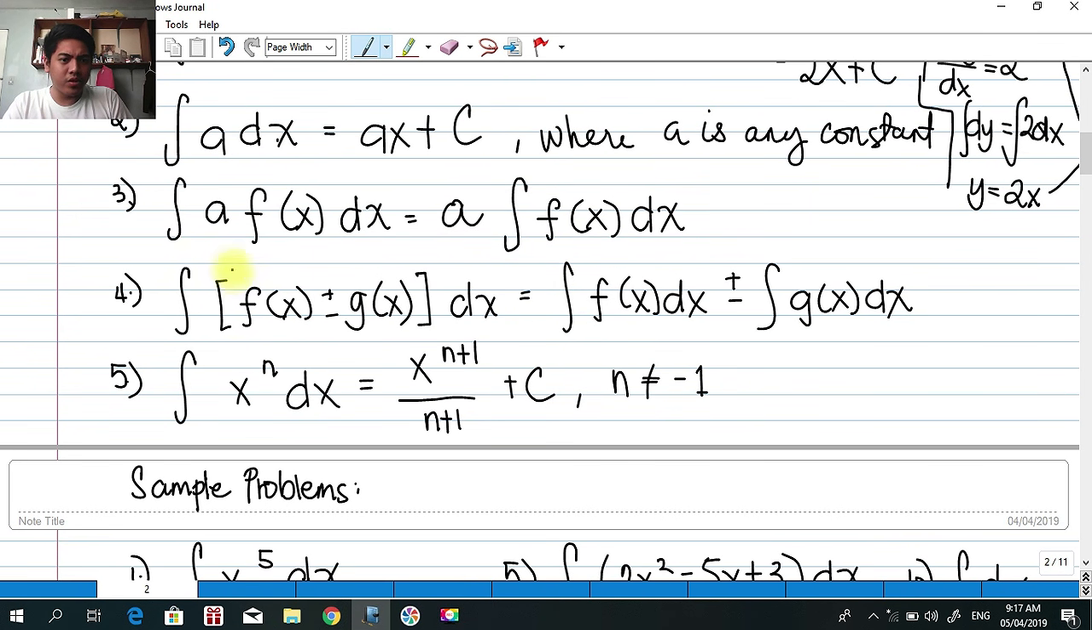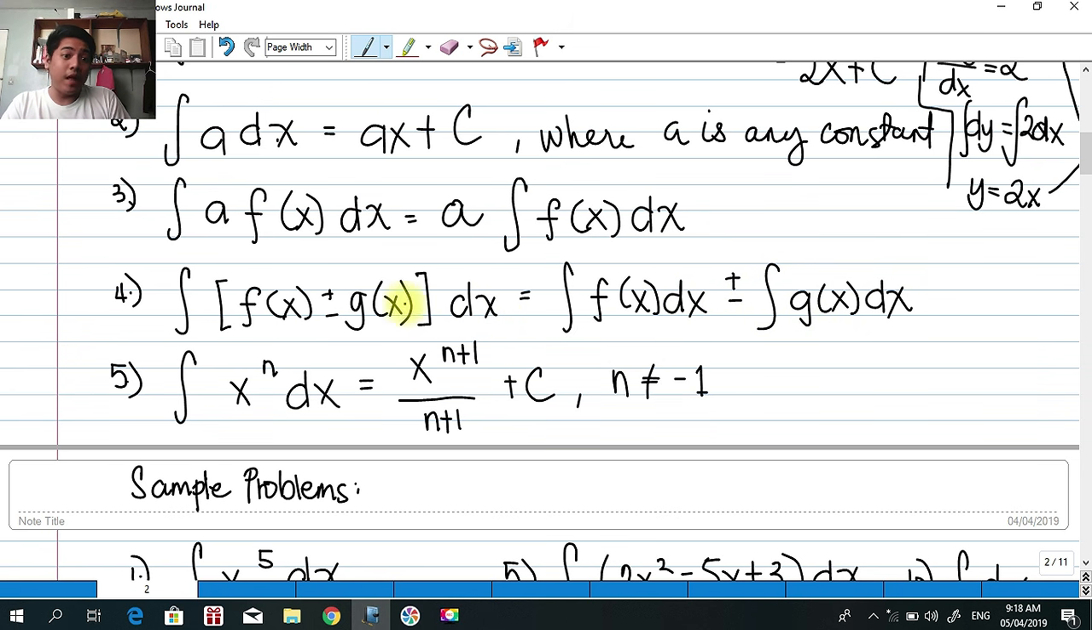So here we also have, we're going to find the integral of the sum or difference of two certain functions, f of x and g of x, with dx. So we can simply distribute the integral sign and the dx individually. We can evaluate the individual integration of purely the integral of f of x dx plus or minus the integral of g of x dx.